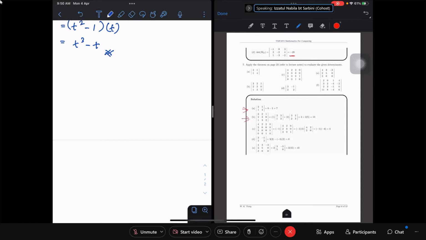In this case, they choose the column, I believe. This one, choose the column. Yeah, they choose the column. So they choose the third column for this. But you can actually choose whatever row that you want, that you're comfortable with. If you are not comfortable with choosing column, then you just choose rows to do it. Whichever you are more comfortable to calculate, where you think you're going to make less mistake, then you just choose that.